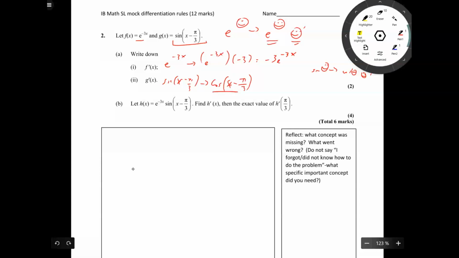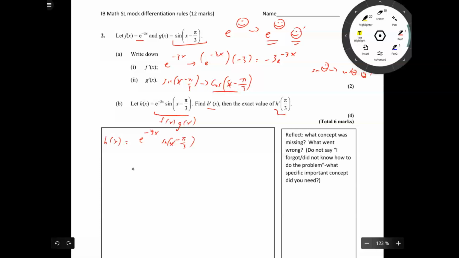Then it says that h of x is equal to e to the negative 3x times sine of x minus pi over 3. So h of x is actually equal to f of x times g of x. Find h dash of x, then the exact value of h dash of pi over 3. So what we're going to do is use product rule, right? Because if we have f times g, we're actually multiplying together two things that we know the derivative of.